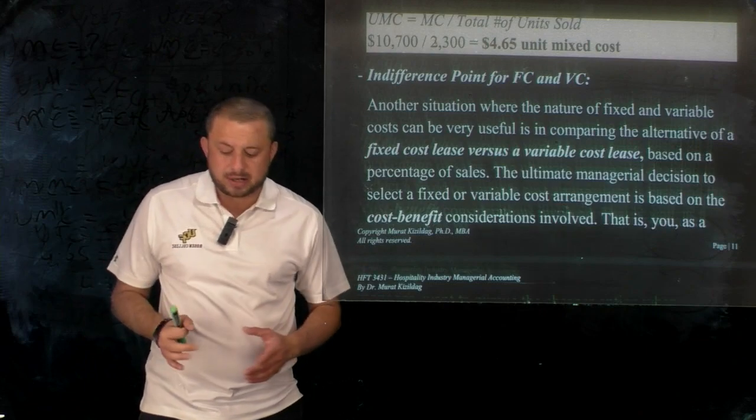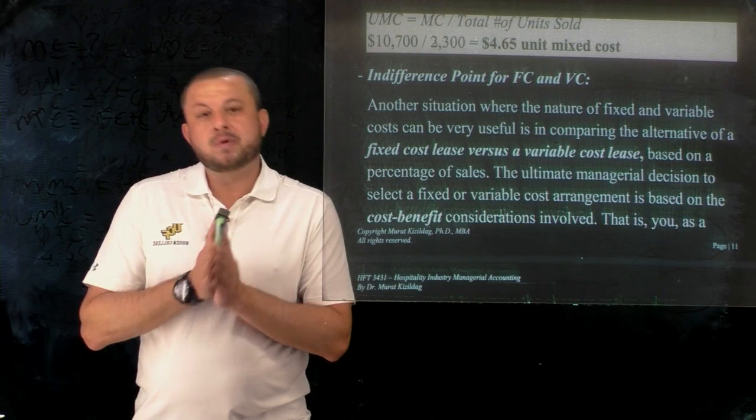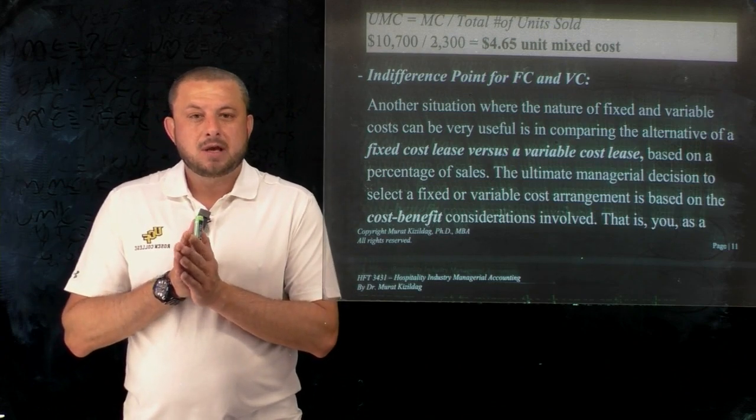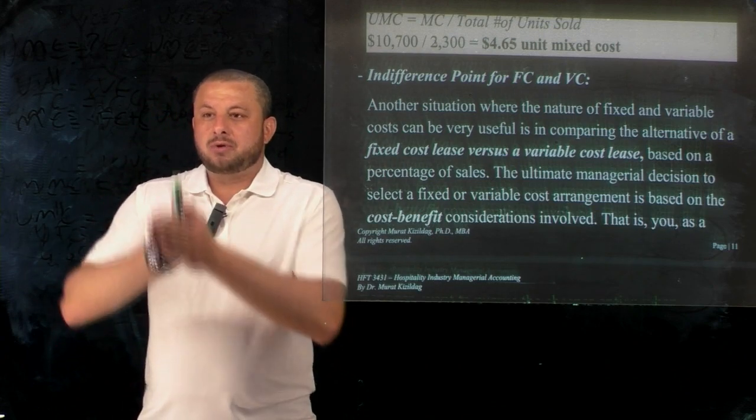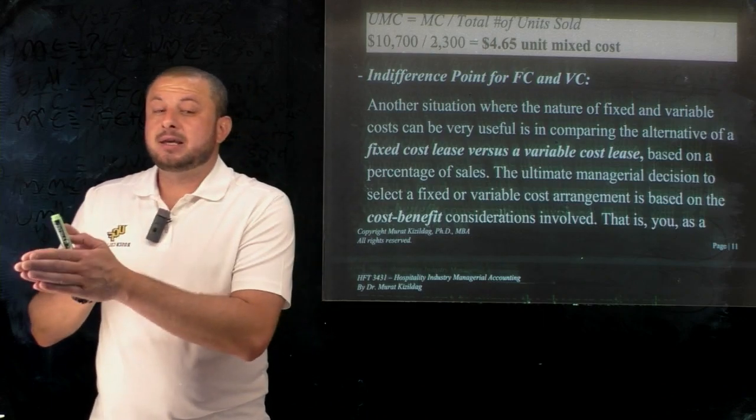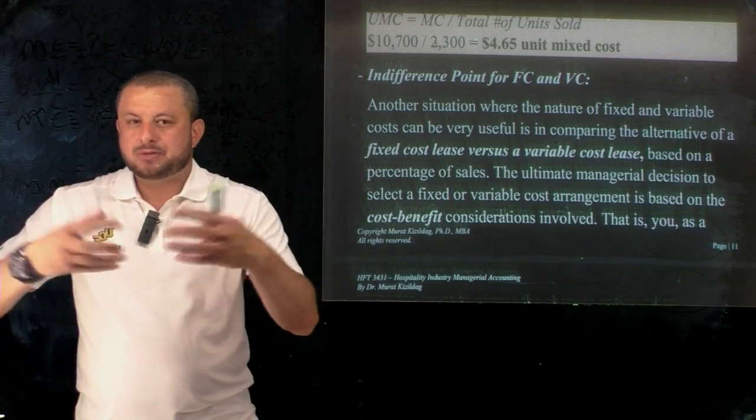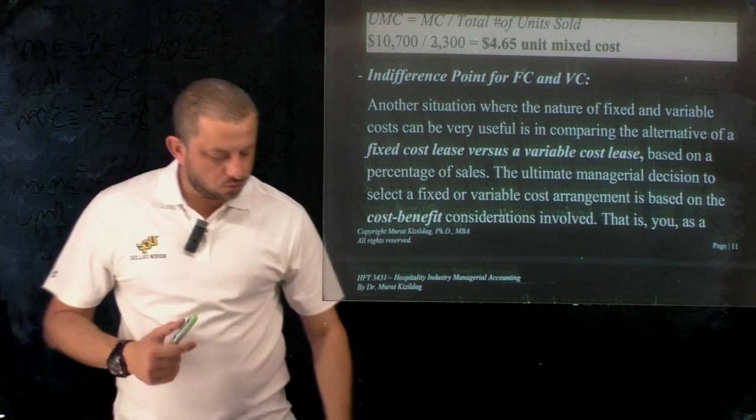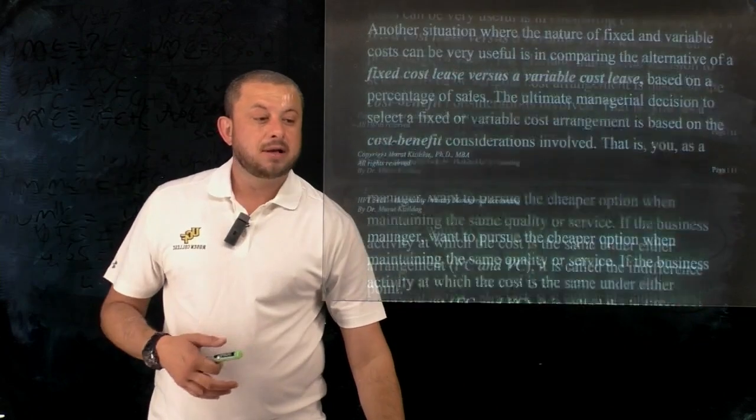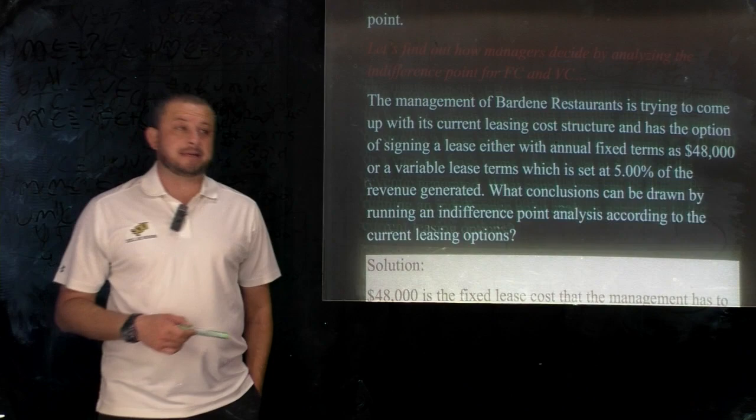Indifference point is the cutoff point for your fixed costs, along with the variable options. Indifference point is your benchmark that shows you what to pick for your fixed cost component of your operations. It might not make sense right now when I'm talking, but when I show you the example, it will make much more sense. Take a look at the Bardeen restaurant example that we have.